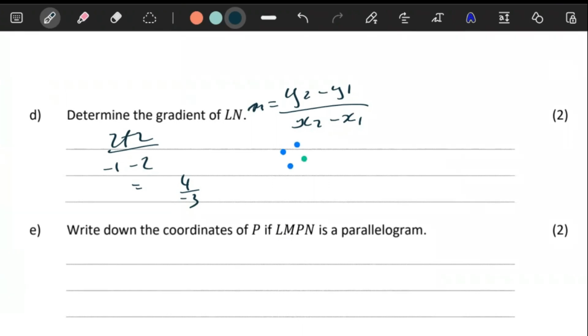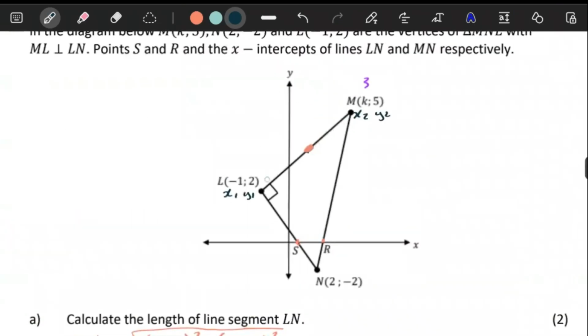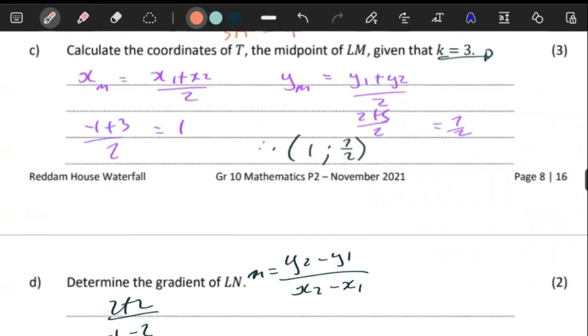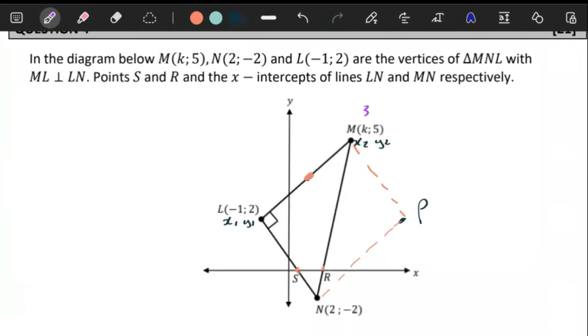LMPN is a parallelogram. So LMPN. So LM, P would need to be somewhere here, and then N. If you're going to work out the coordinates of P, you have to be careful. You want to work it out just by looking at it. What I mean by that is you have to remember that your coordinates are always linked in a way, you see. If this is going to be a parallelogram, it means that this has to be a 90-degree angle also, you see. Because this has to be parallel to that, this has to be parallel to that.